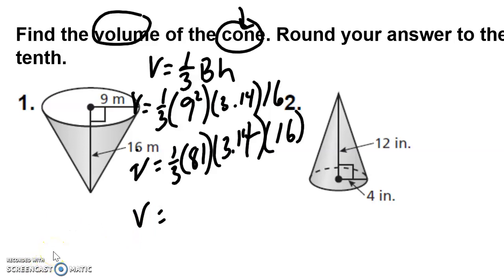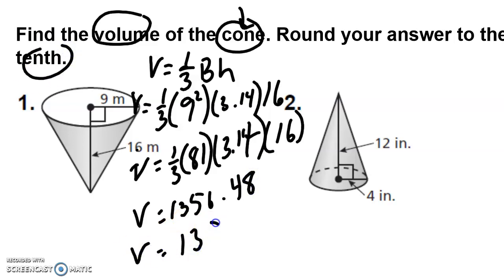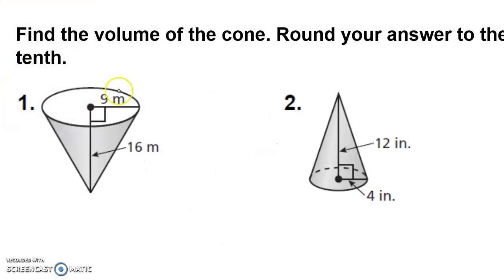Okay, so coming back, you should have ended up with a volume of 1,356.48. And if we're going to the nearest tenth, like these directions tell us, the volume is 1,356.5 meters cubed. Okay, I'm sure you probably pulled that one off. I'm going to go ahead and delete our ink from this. We'll go ahead and do number 2 together.